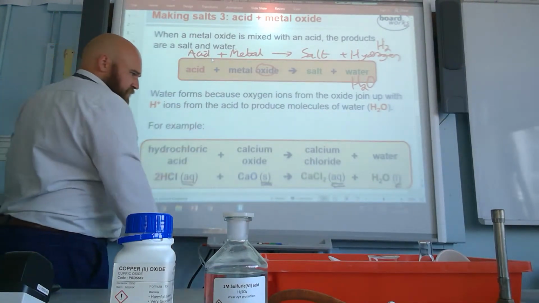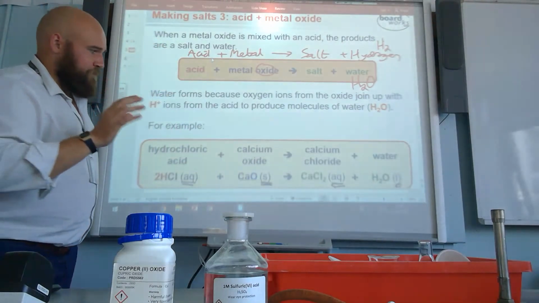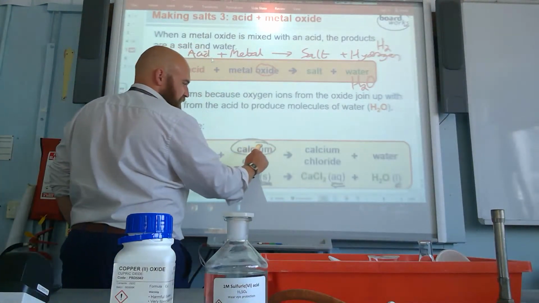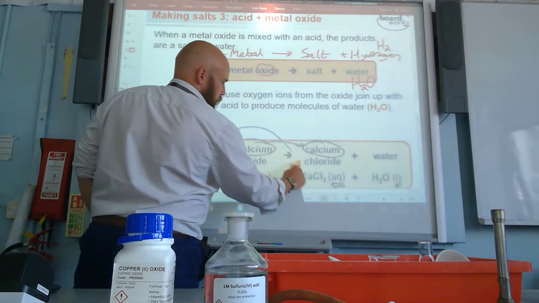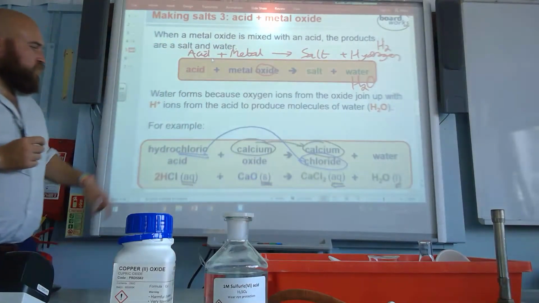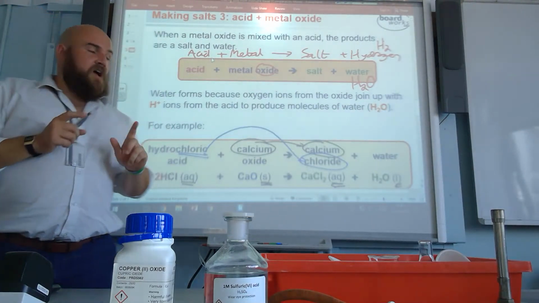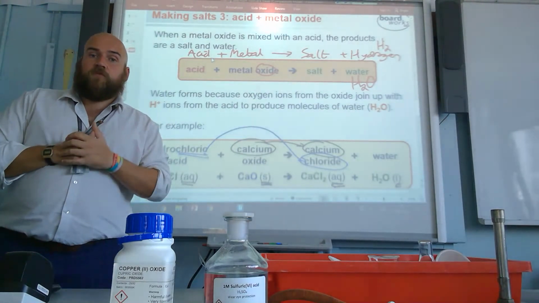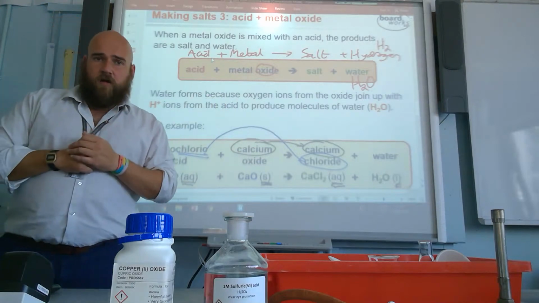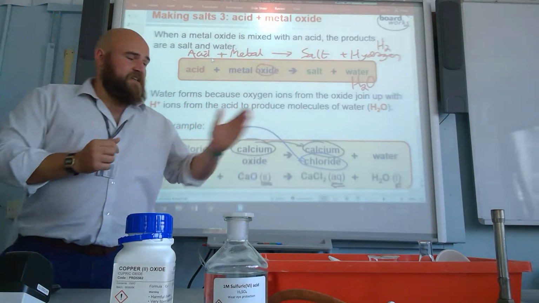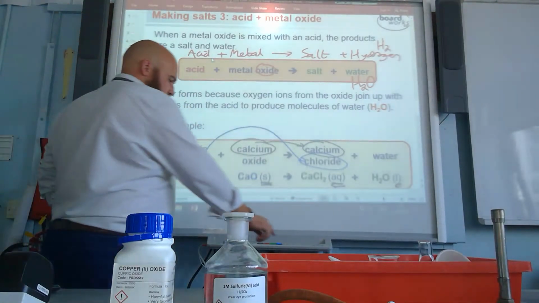So again, naming the salt, just like we did at the start, hydrochloric acid, this time it's calcium oxide. Ignore the oxide part when we're naming it. So we're going to take the metal from there, which is calcium. And then because it's hydrochloric acid, it'll be chloride. If I were to swap the acid for sulfuric, it would make calcium sulfate. If I were to swap the acid for phosphoric acid, it would make calcium phosphate. If I were to swap the metal oxide for tungsten oxide and hydrochloric acid, I'd end up with tungsten chloride. So hopefully you get an idea as to how the names of these salts actually come about.